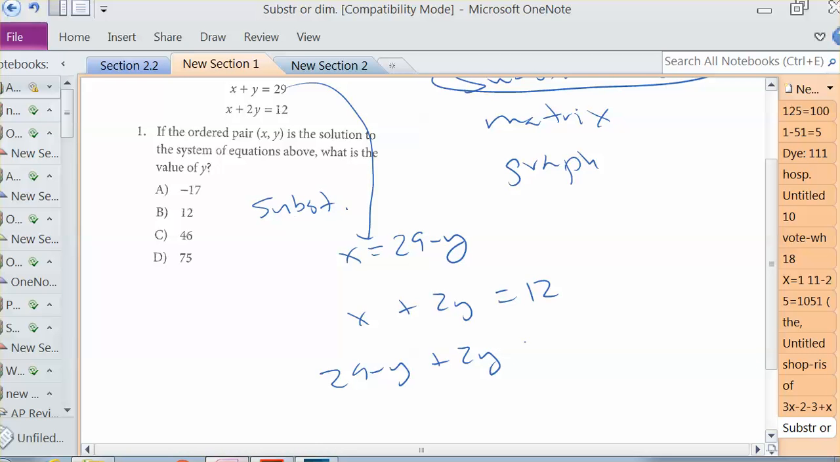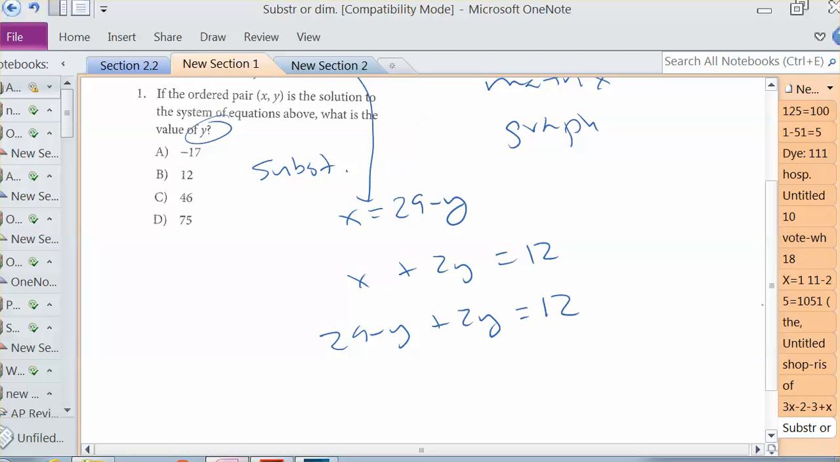So I took the first equation, isolated one variable, and then substituted that into the other equation for that variable. And the reason why I got x by itself is because the question is asking for y. So why not solve for y directly and be done with this? 29 plus y equals 12, y equals negative 17, and there we go.